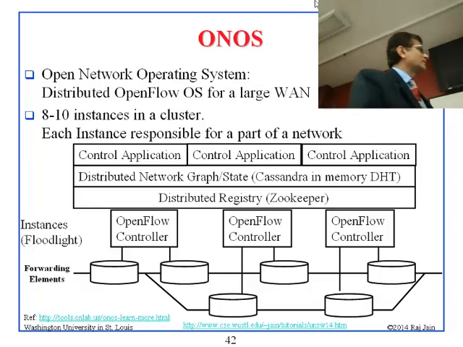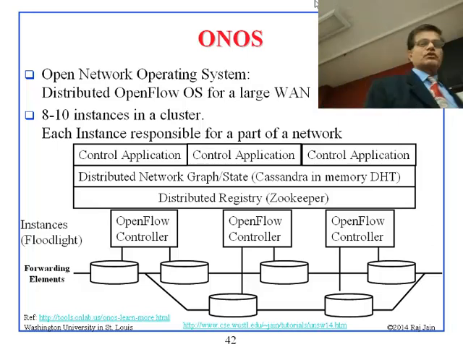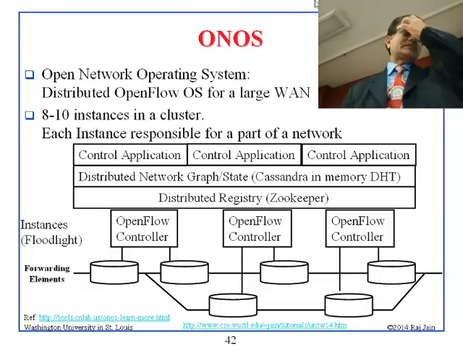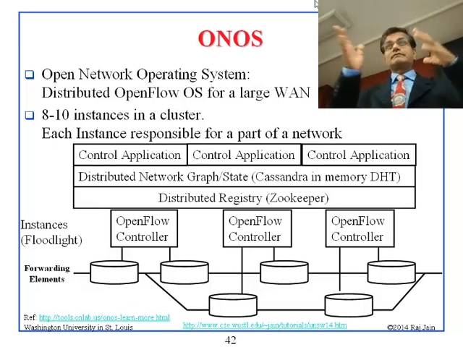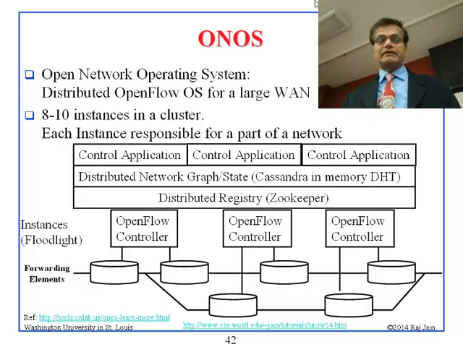And then basically the rest of it is just the architecture of that. They use some well-known techniques for database. Is it ZooKeeper? ZooKeeper is one of the distributed registry methods. They use Cassandra, which is another database, and so on and so forth for keeping track of everything. This is the reason you need all this database stuff: you need to synchronize the data among many controllers, right? So you use the standard techniques.